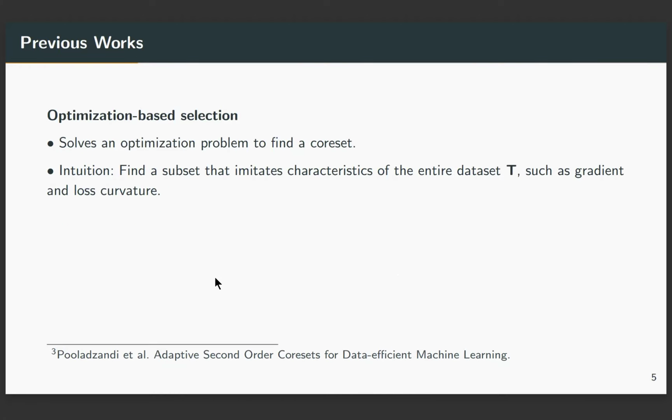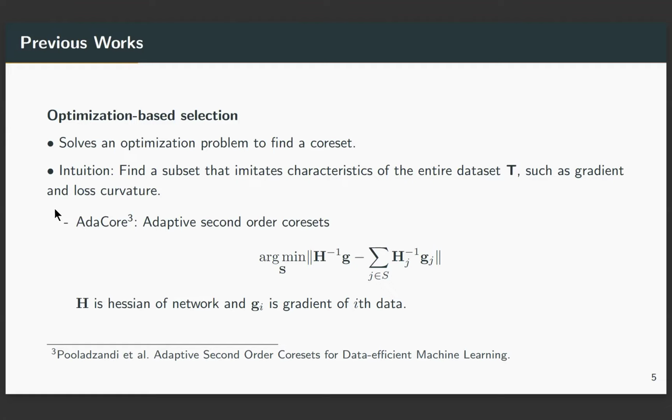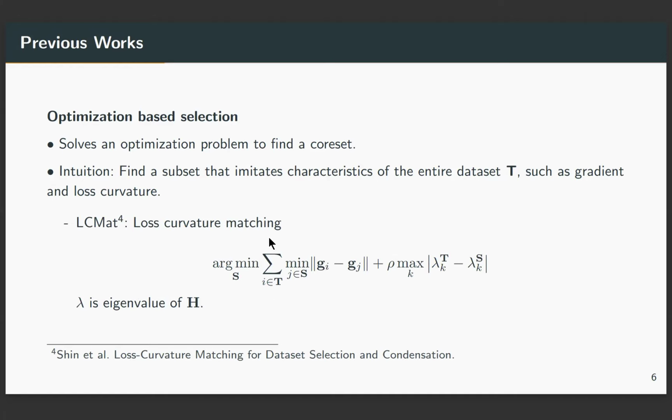The second main approach of subset selection is optimization-based selection. This approach solves an optimization problem to find a core set, a subset that imitates characteristics of the entire dataset T, such as gradient and loss curvature. For example, AdaCore, adaptive second-order coreset, finds a subset that imitates the full gradient preconditioned with the Hessian matrix H. Another example, LCMAT, loss coverage matching, finds a subset S that imitates each gradient of the full dataset and the eigenvalues of the Hessian matrix, which represent the curvature of the loss landscape.